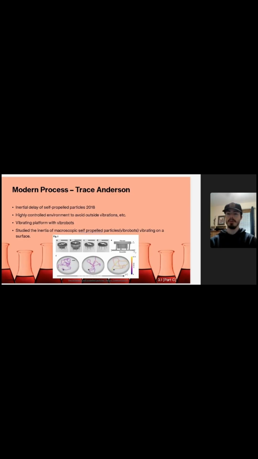So a more modern experiment is one called the inertial delay of self-propelled particles, done in 2018. The location was a highly controlled environment to avoid outside vibrations. It was a physics lab in Germany. They used a vibrating platform with small robots that they called vibrobots. And they studied the inertia of macroscopic self-propelled particles vibrating on this surface.